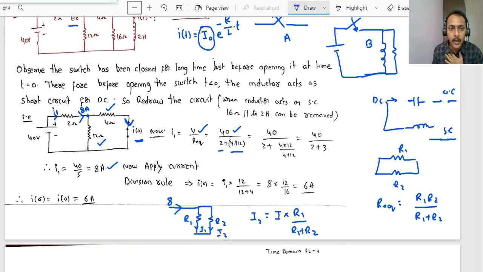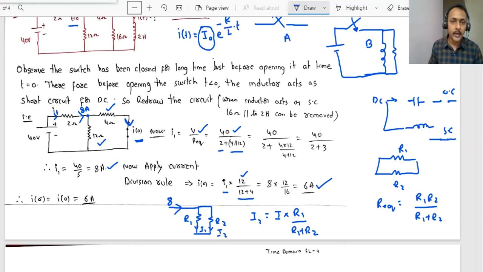Now I want the current through the 4 ohms. So I1 into the opposite resistance. For the 4 ohms, what is the opposite resistance? 12 ohms. 12 divided by 12 plus 4. So 8 into 12 by 16 equals 6 amps.